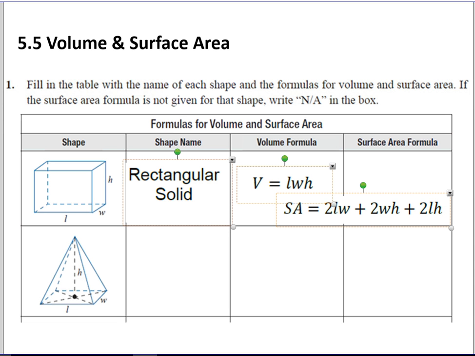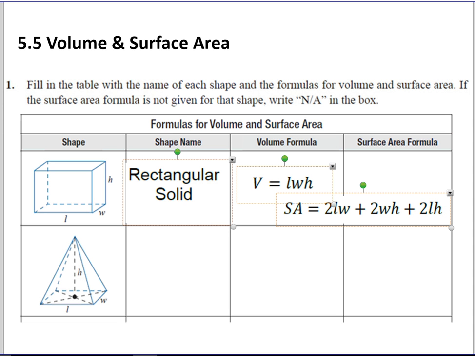And we have 2 times length times width, plus 2 times width times height, plus 2 times length times height. So notice that it's all possible combinations of multiplying the 3 numbers 2 different ways.